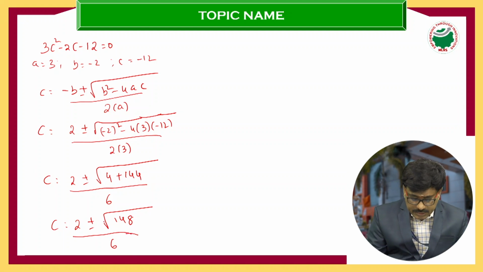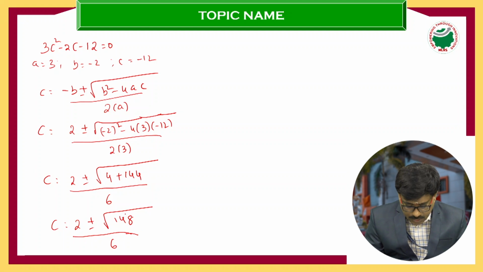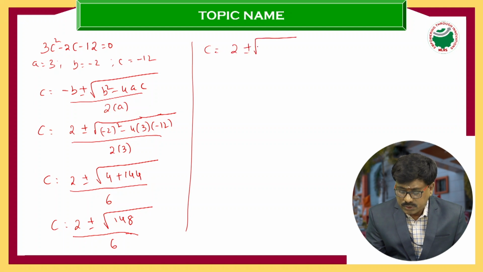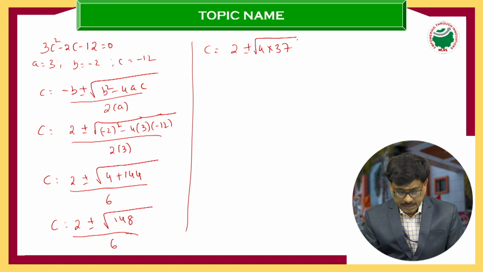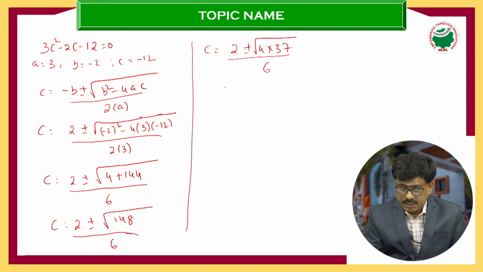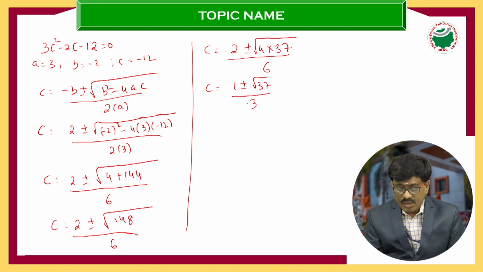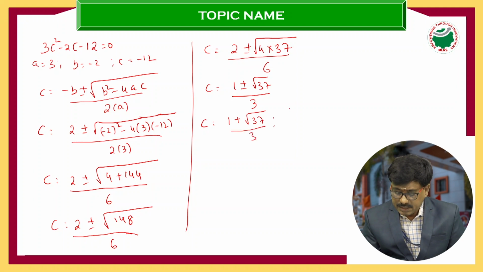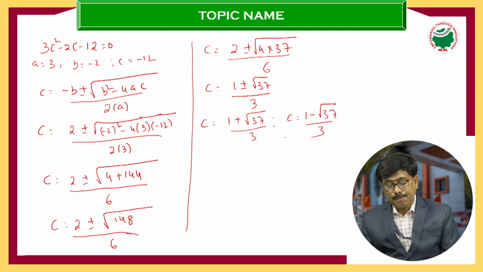Now, how do you write this one? 4 times, how do you write this? C equal to 2 plus or minus under root of 4 times 37, I can write, divided by 6. If I take 2 common, it becomes 1 plus or minus under root 37 divided by 3. Therefore, the C value becomes 1 plus under root of 37 by 3, one positive value we got, and similarly the other C value is 1 minus under root of 37 divided by 3.